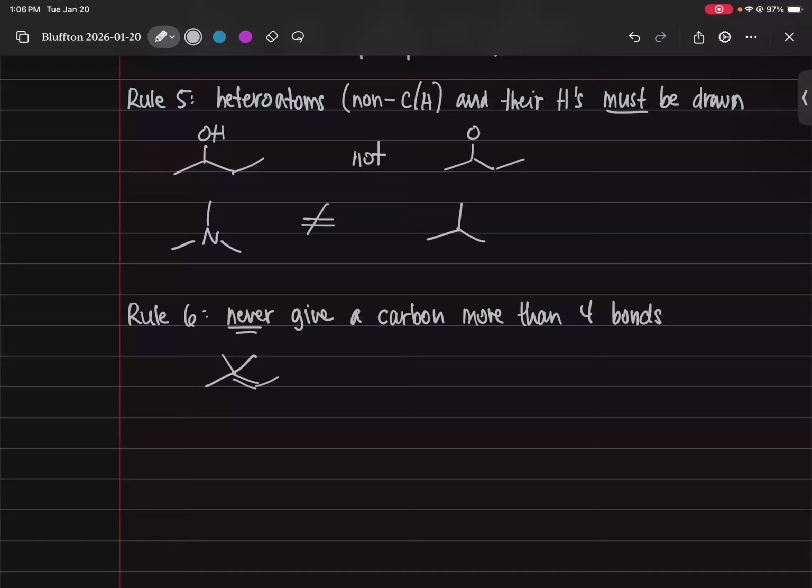Oh, pains me to draw some of these things, but that is wrong. I think we can see the problem, which is here in the middle. This carbon has 1, 2, 3 bonds to CH3 groups, and then it's got this double bond. So that's a total of 5 bonds. That is illegal. If you manage 6 bonds, I reserve the right to laugh at you.